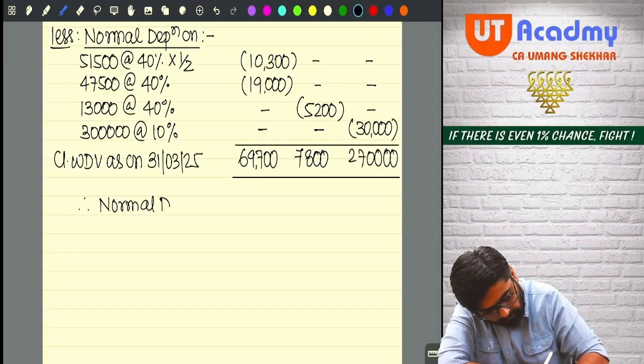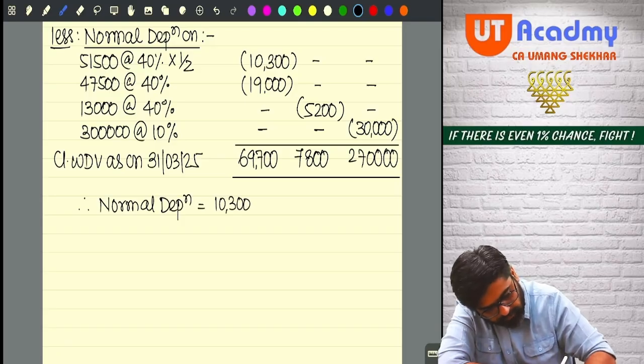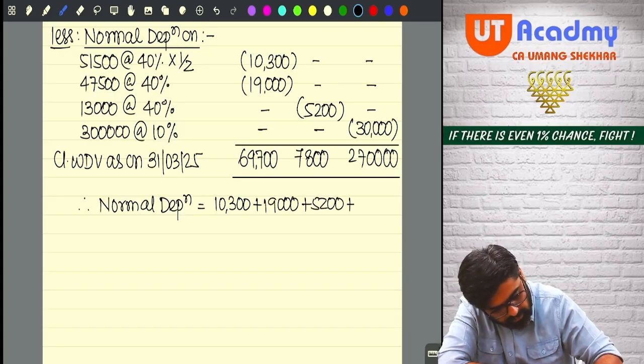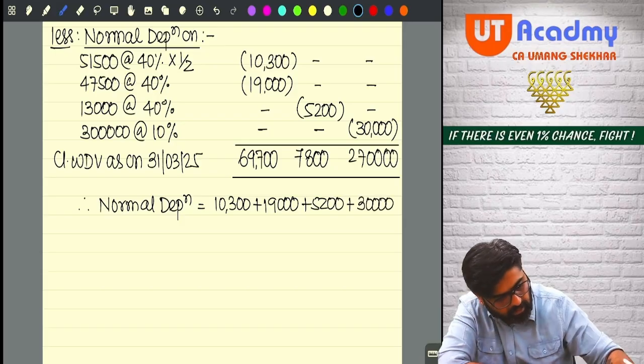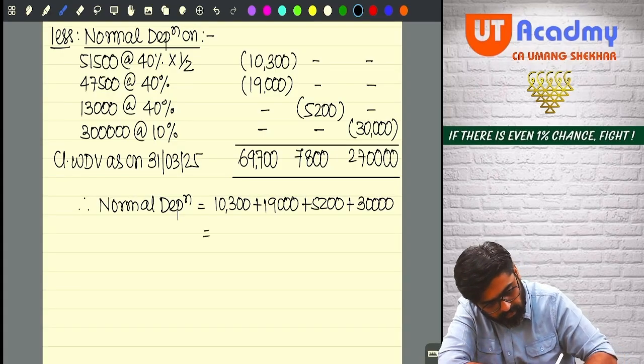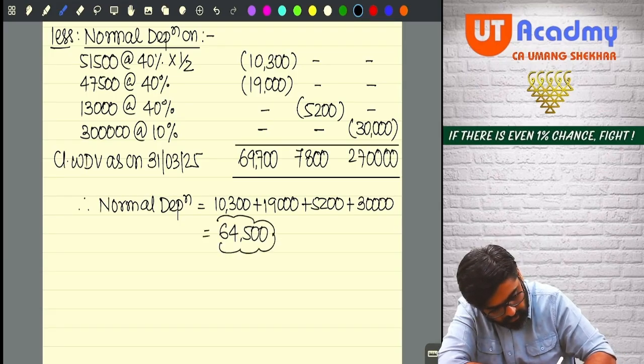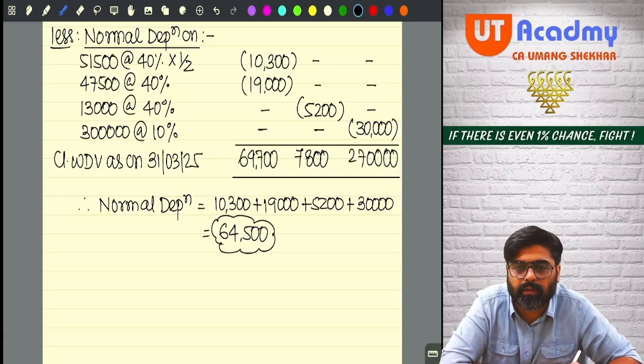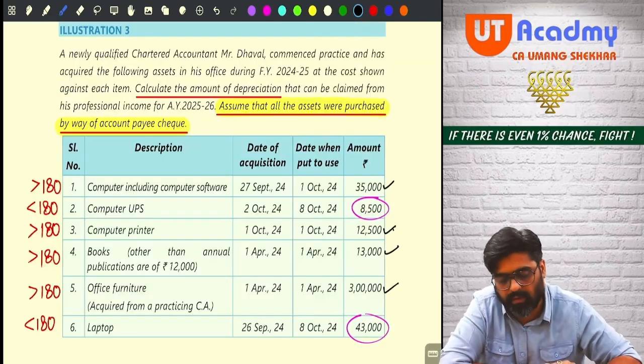Therefore, normal depreciation will be 10,300 plus 19,000 plus 5,200 plus 30,000, which will give you 64,500. Check the final answer. Getting the same amount. Easy, difficult, very difficult.